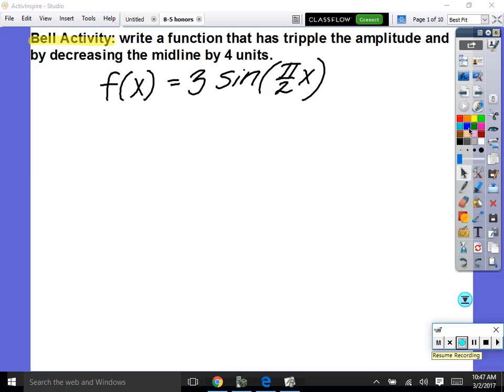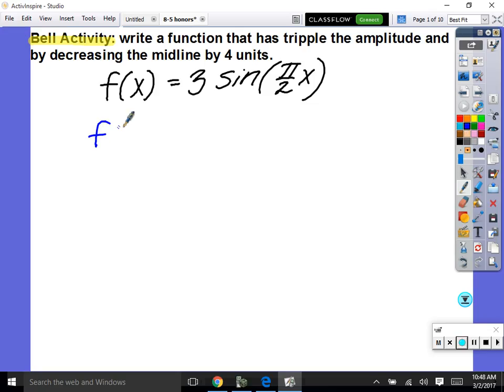Make sure you pay attention because, like I said, this is an end of level, similar to an end of level test problem. It says write a function that has triple the amplitude and is decreasing the midline by 4 units. Wouldn't that be a shift up and down? So that's got to go on the outside of your function, not inside your parentheses. That's the shift left and right. So be really careful. I saw a few people get it wrong.